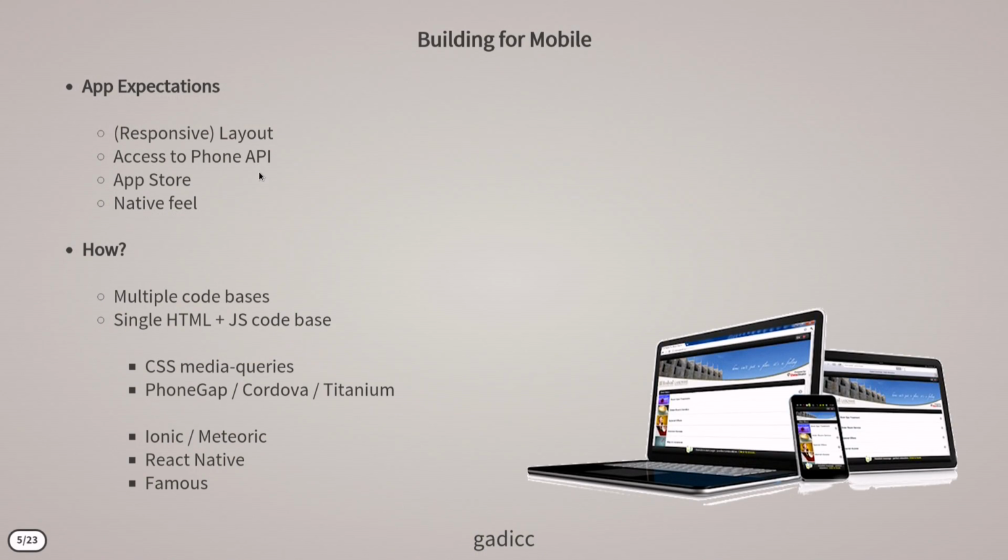So when we're speaking about mobile apps, there are a few things we look at. Obviously, we want a layout that fits the screen size and feels comfortable. We want to have access to the phone API for things like sensors, GPS, native authentication. We want to be on the App Store for discoverability. And obviously, the most important thing that I'm going to speak about today is you want to have this kind of native feel for your app.